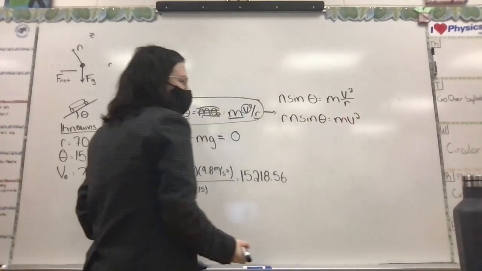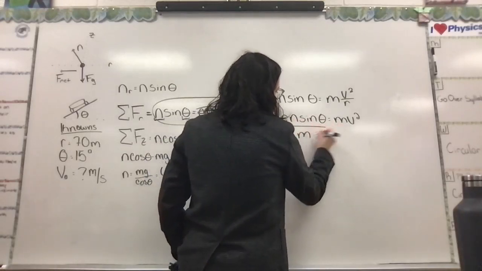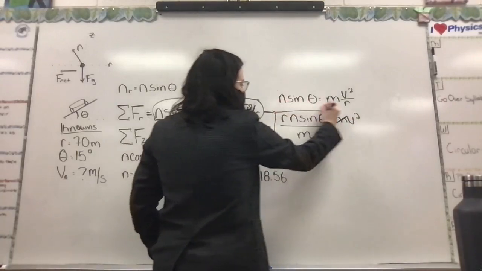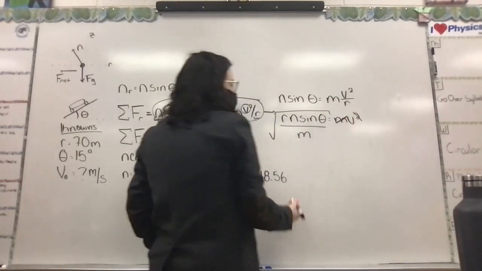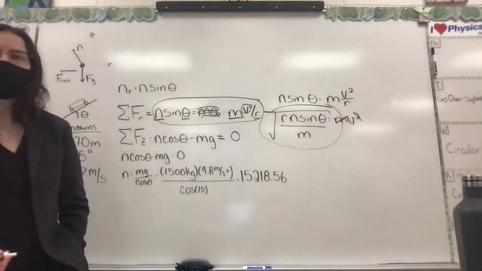Okay, now what are we doing? Divide by the m. Okay. And then what's the final thing we've got to do? Take the square root on both sides. Yeah, take the square root on both sides. So we've got this. Now can we plug in to solve for our v?